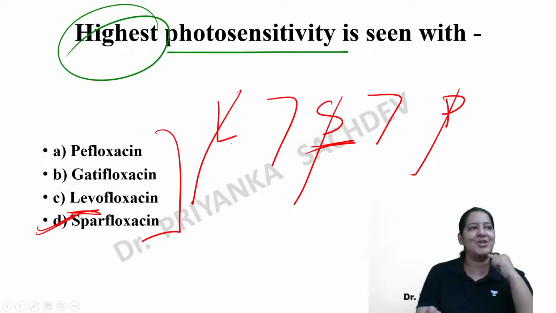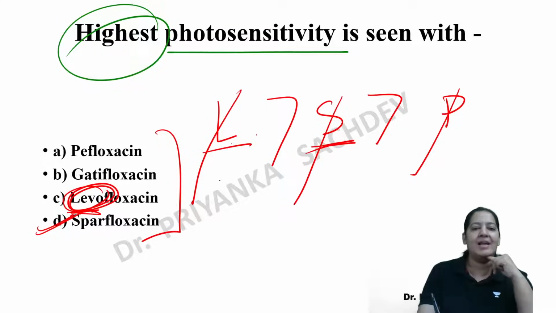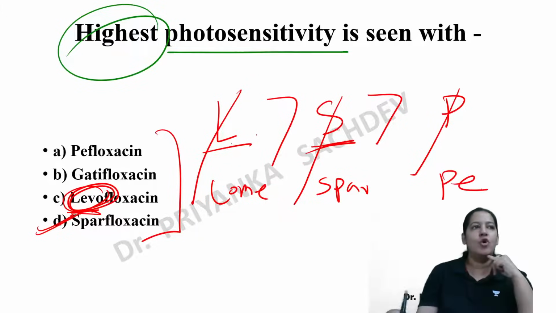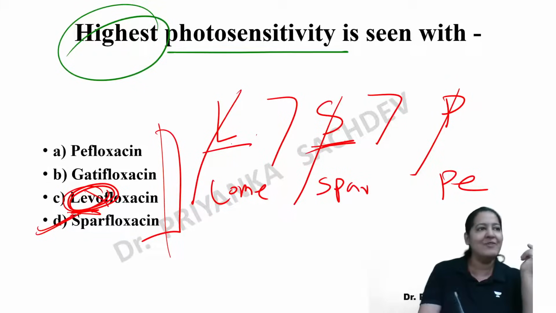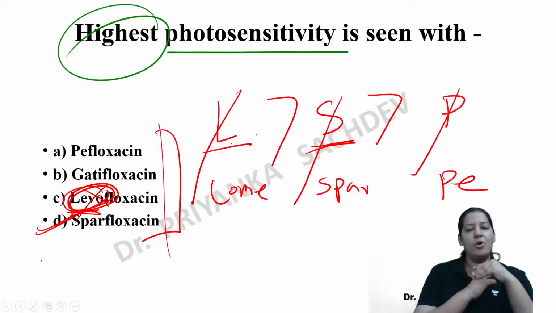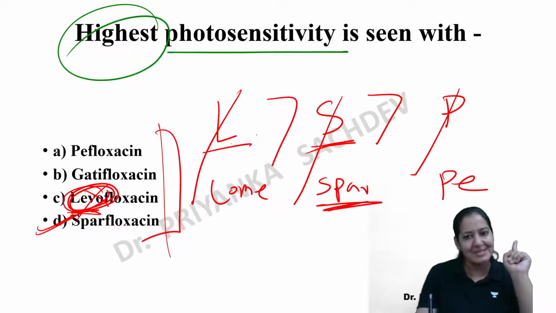No, you got confused. Kishore, Amar, Sufi, everyone made the mistake. L is not Levo. L is Lome. Lome, Spar and P. You got my point? So Lome is not there in the option. So don't go with Levo. Levo is not at all there. Yes, Amar. Now you got it right. The correct answer is D. So second best is Spar.